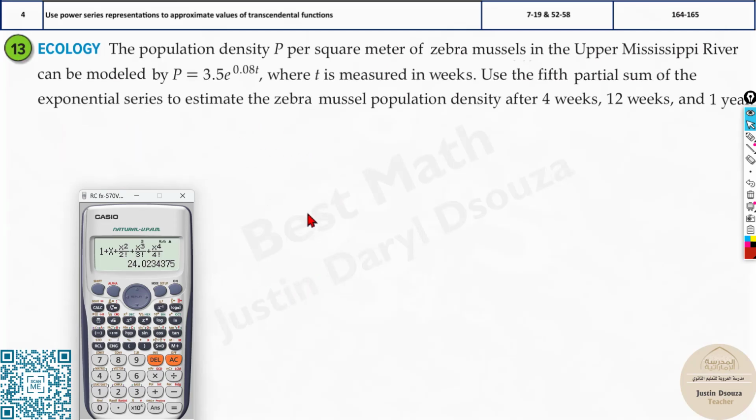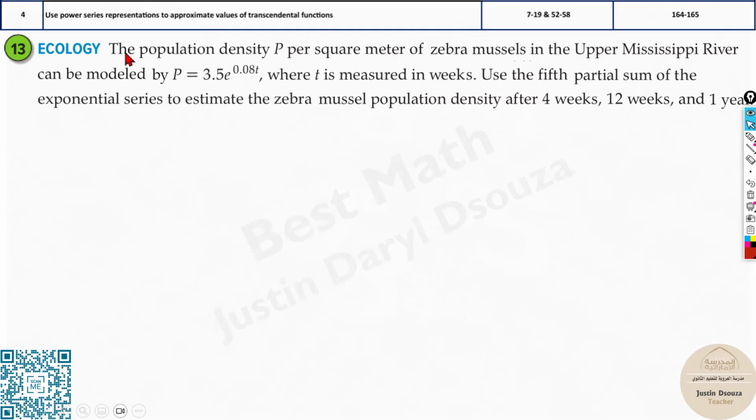Now we have a real world problem. Let's look into this problem here. The population density P per square meter of zebra mussels in the upper Mississippi River can be modeled by P equals 3.5 e to the power 0.08 t, where t is measured in weeks. Okay, that's the time in weeks. Use the fifth partial sum of the exponential series to estimate the zebra mussel population density after 4 weeks, 12 weeks, and 1 year. So it's the same thing which we'll have to repeat.